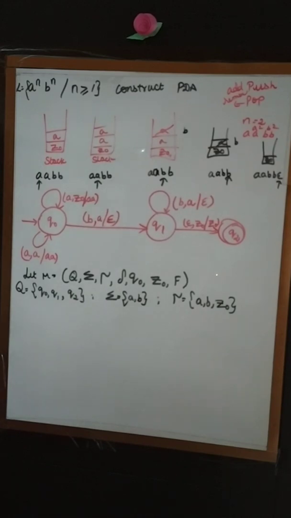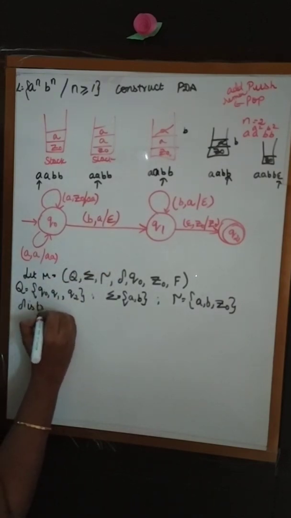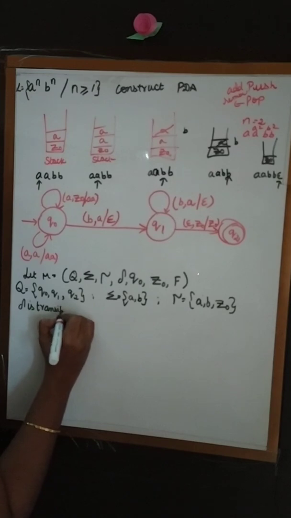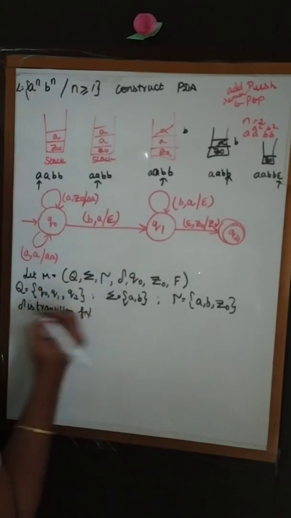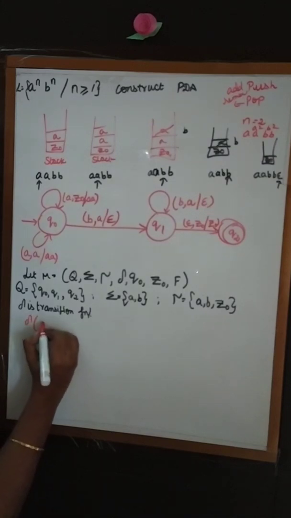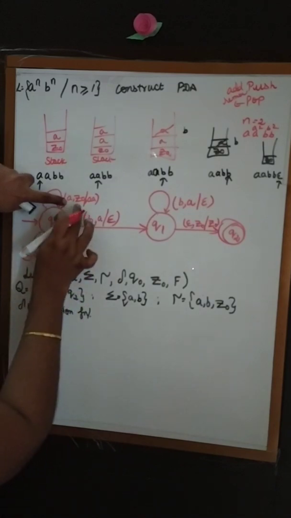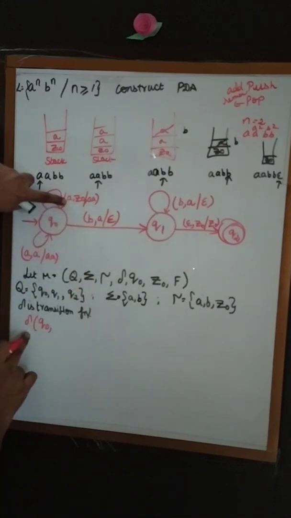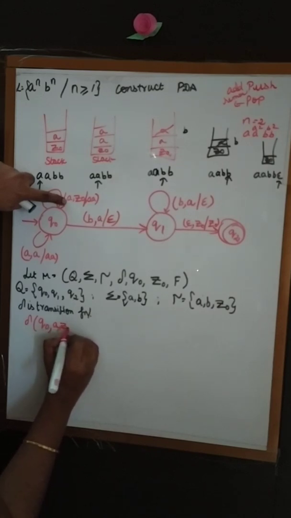Next comes our delta. Delta is the transition function, right? So now delta of q naught with the input symbol, before the slash whatever is there, you have to write it along with it: delta of q naught comma a comma z naught.